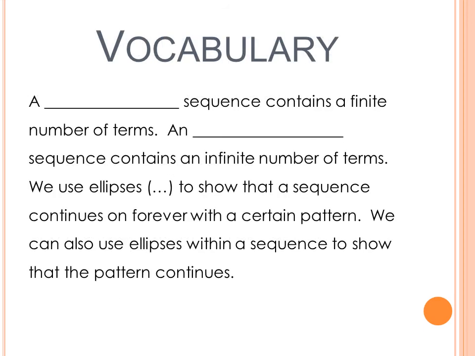Notice that a few of the sequences we just looked at continued on forever, whereas others stopped. A finite sequence contains a finite number of terms. An infinite sequence contains an infinite number of terms. We use ellipses, which is the ..., to show that a sequence continues on forever with a certain pattern. We can also use ellipses within a sequence to show that the pattern continues.